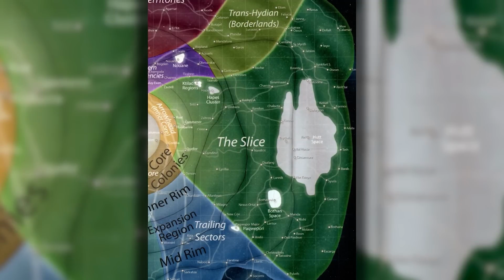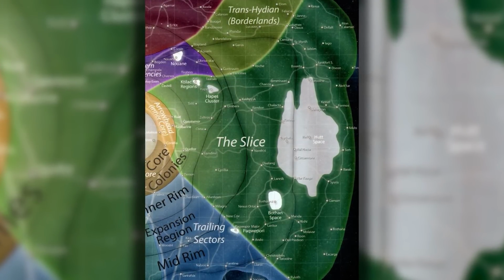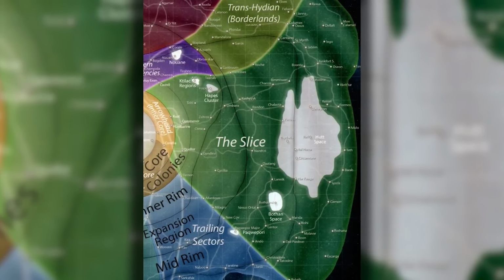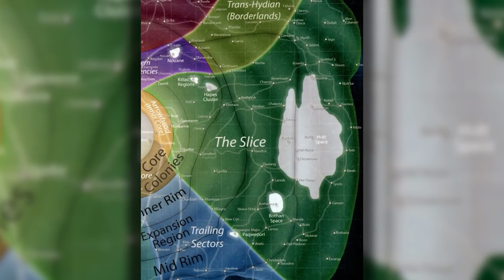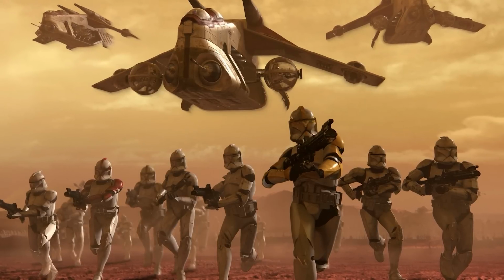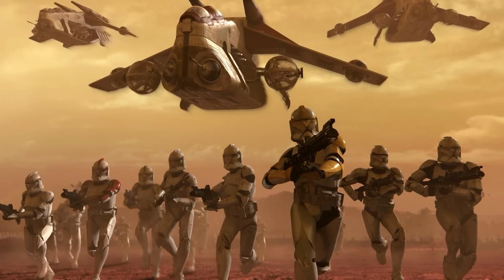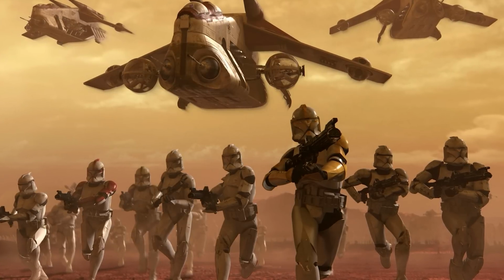By far the largest of those regions was the Slice, the heartland of galactic civilization. And on top of being the largest region in the galaxy, the Slice was also its most historically significant. It defined much of galactic history, and it played a key strategic role in all of the Republic's wars, except the Clone Wars, that is. In this video, we'll be examining why.